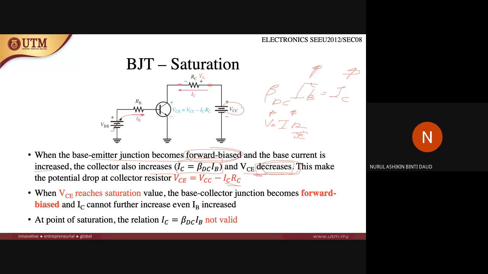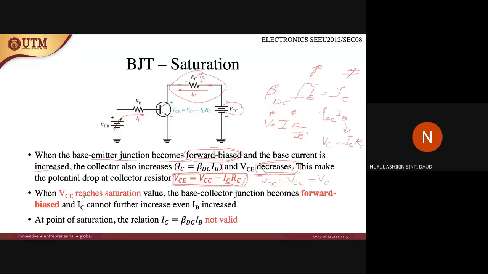The potential drop at the collector resistor can be calculated like this: VCE equals VCC minus VC, where VC is the potential drop here. VC equals IC times RC. And where do we get this IC? IC is from beta DC times IB.